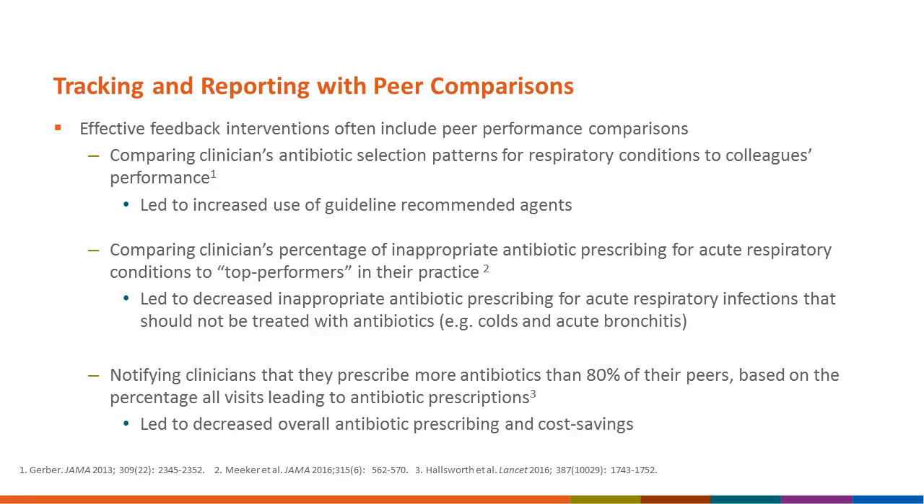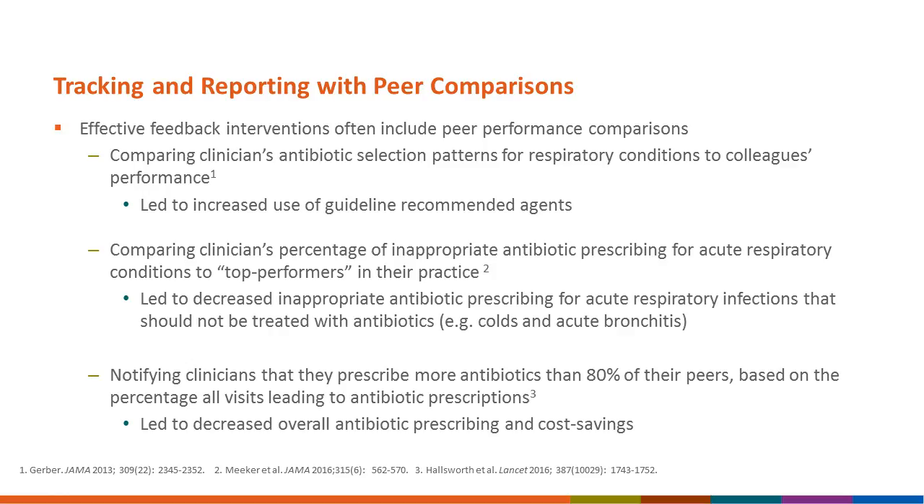It's important to understand that effective feedback interventions have included comparisons of clinicians' performance with that of their peers. Examples of studies that use peer comparisons include a study that sent regular reports comparing antibiotic selection patterns of clinicians with their colleagues' mean performance. This led to improvements in use of guideline-recommended antibiotic agents for common outpatient conditions, including acute bacterial sinusitis.